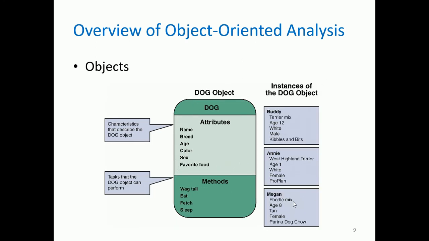Another example is the dog object. The name of the object is dog, and the attributes of the dog are name, breed, age, color, sex, and favorite food.